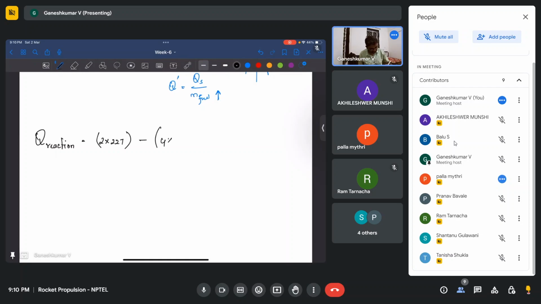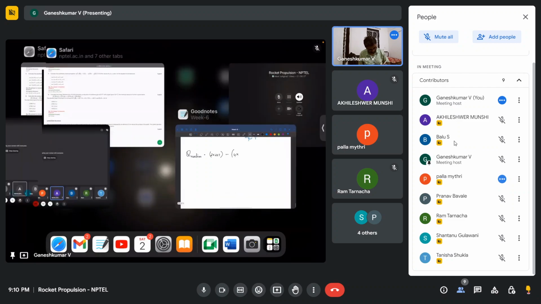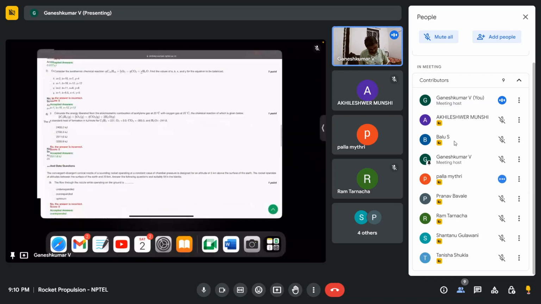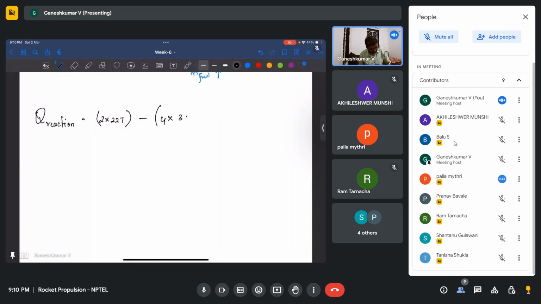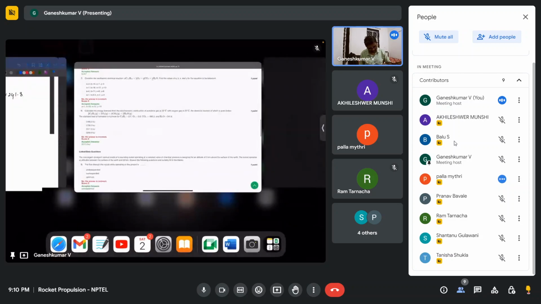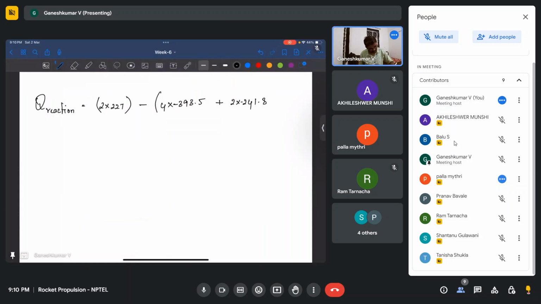minus 4 times CO2. CO2 is 393.5 and H2O is 241.8. So minus 4 times 393.5, right, and minus 2 times 241.8. So when you do this calculation, you will end up having 2511. Yeah, so 2511 kilojoules.